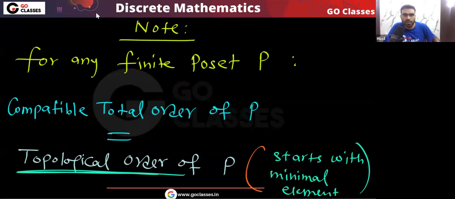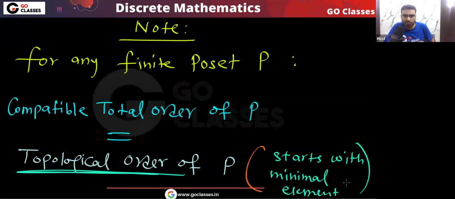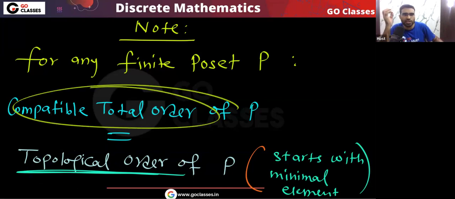Why does this topological order start with the minimal element? Because the minimal element has no incoming edge. Remember, topological order always starts with an element with no incoming edge. So the minimal element has no incoming edge. That is the reason topological order will start with the minimal element. So all these things you understand. This topic is very simple, very easy topic. Okay, just understand everything. Why these two things are the same, that we have already seen.